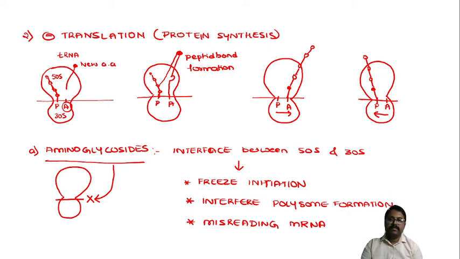So keeping this diagram in mind, let us see the next target site. Usually the tetracycline will inhibit the amino acid tRNA binding to the A site. So this is the tetracycline. Basically it binds to the 30S ribosomal unit, and it will cause inhibition of attachment of amino acid tRNA to the A site.